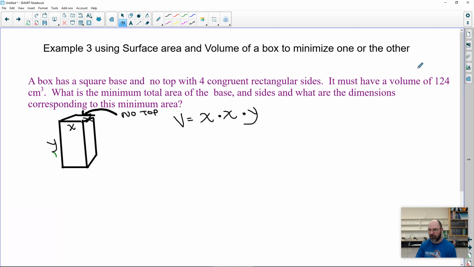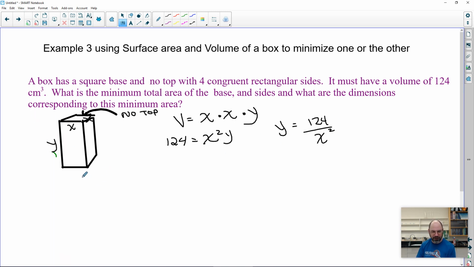So we can say that the volume, which is 124 cubic centimeters, equals x squared y. So if we solve for y, y equals 124 divided by x squared. Okay, so that's how we figure out the y. So that's what that is.